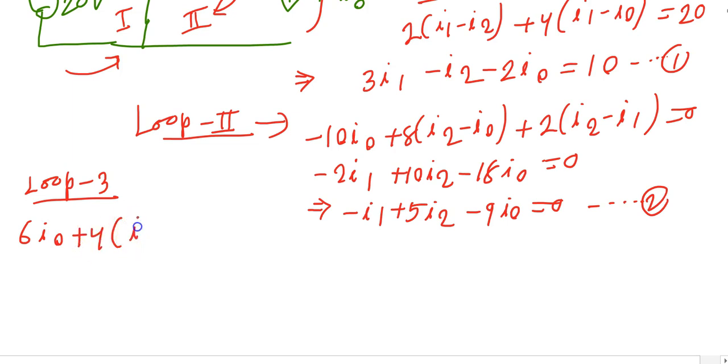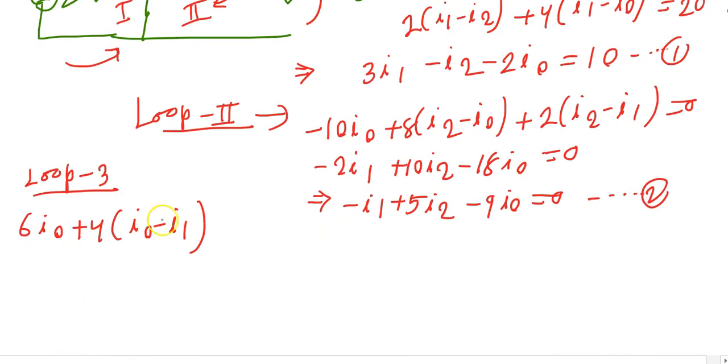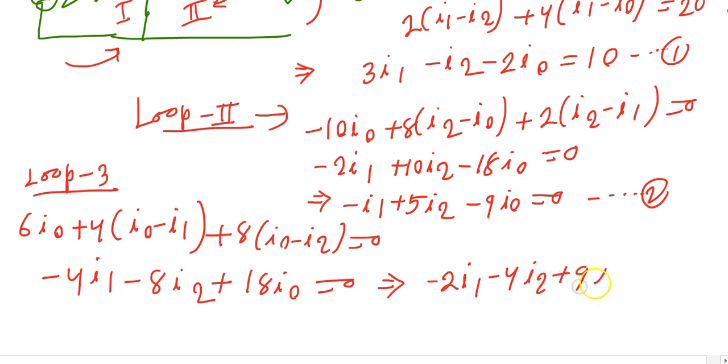plus 4I0 minus I1, this term, then 8I0 minus I2, then plus 8I0 minus I2 equal to 0. From this you will have minus 4I1 minus 8I2, then plus 18I0 equal to 0, which will give you minus 2I1 minus 4I2 plus 9I0.